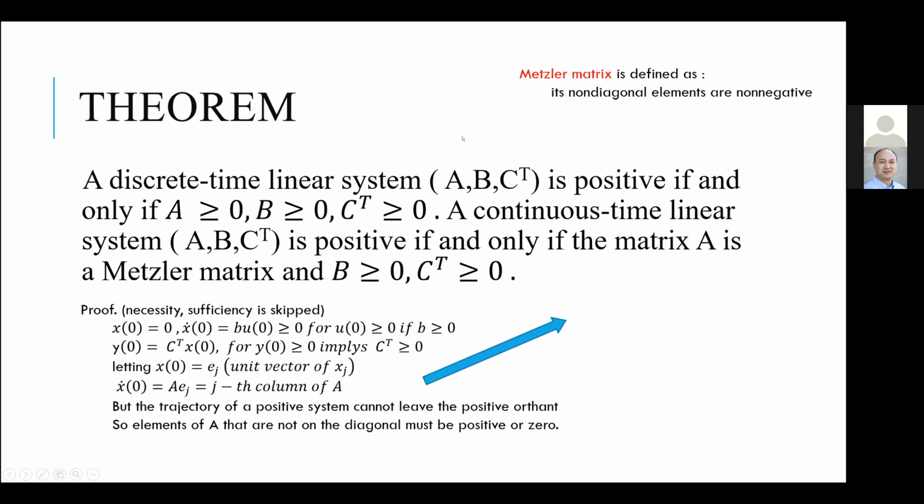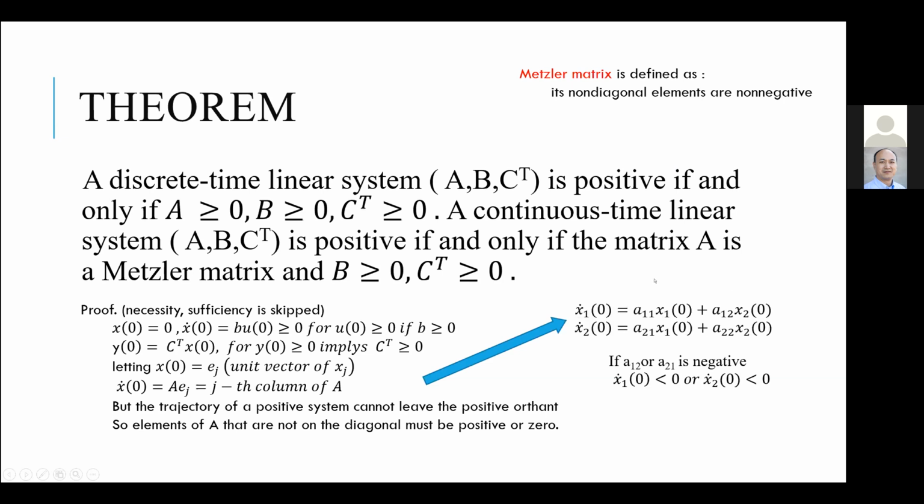And then the interesting part is the Metzler matrix. The A matrix in this system must be a Metzler matrix. This is still a lengthy proof, and I don't want to go through it. It takes some time. So the idea is that when you have this, assume you have this 2x2 system.